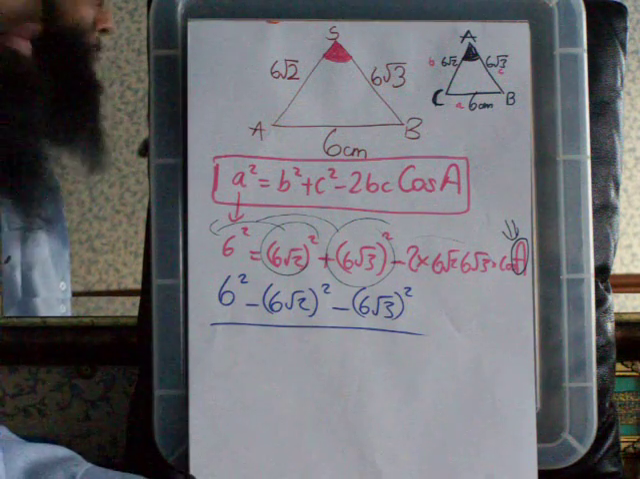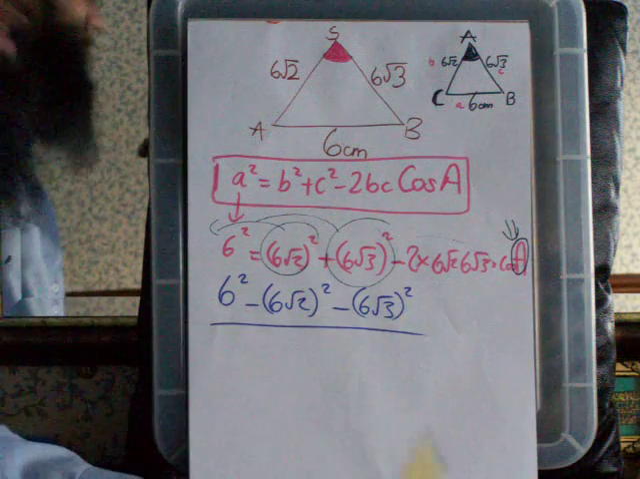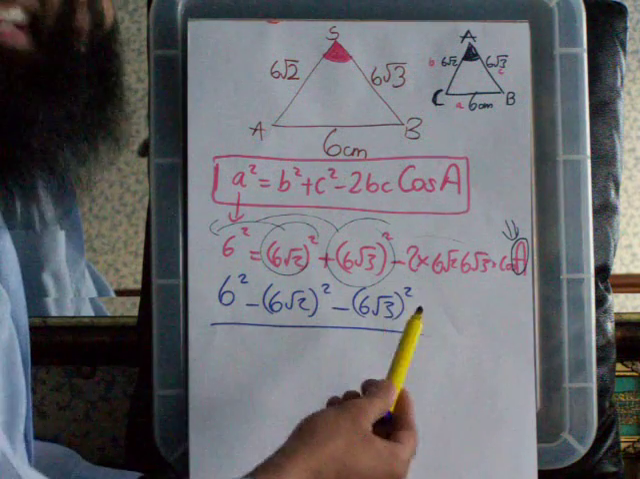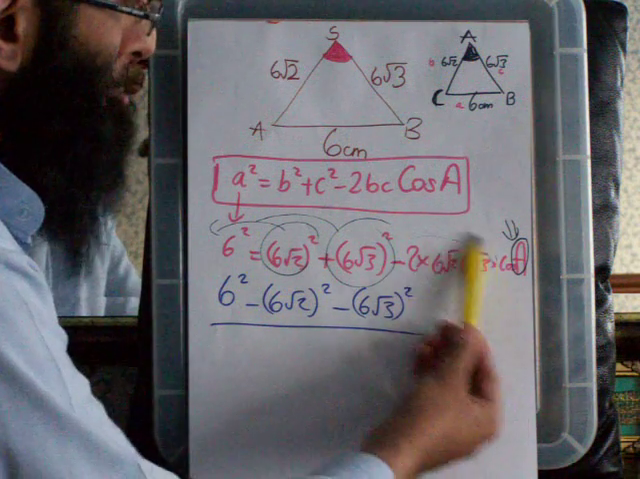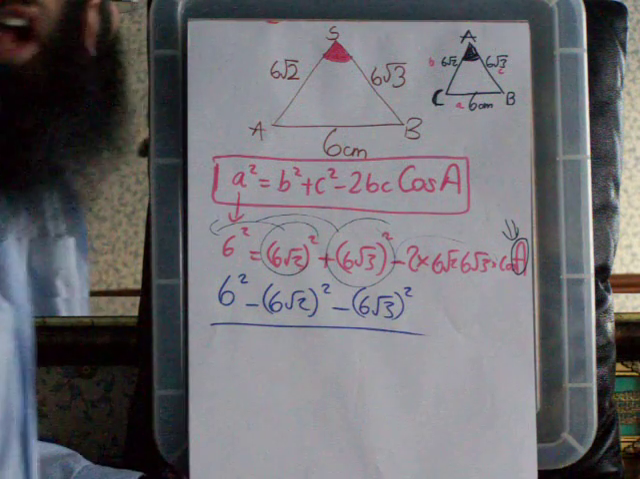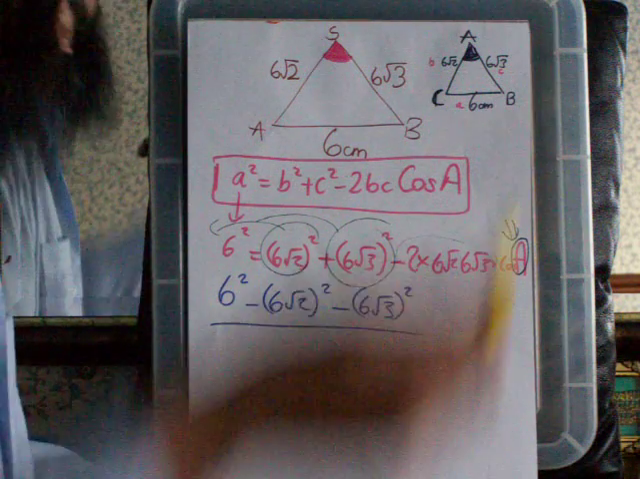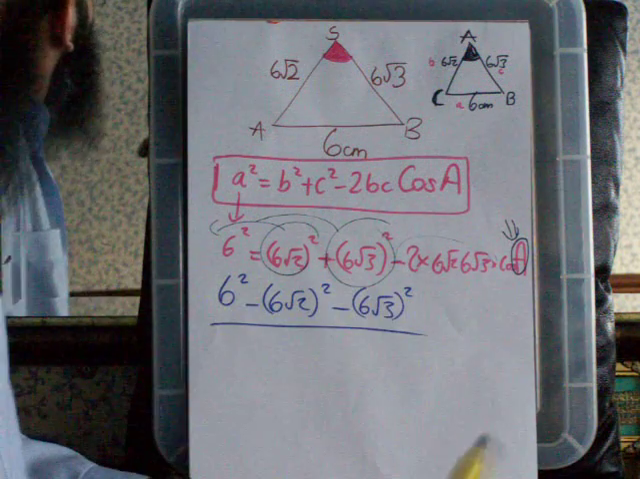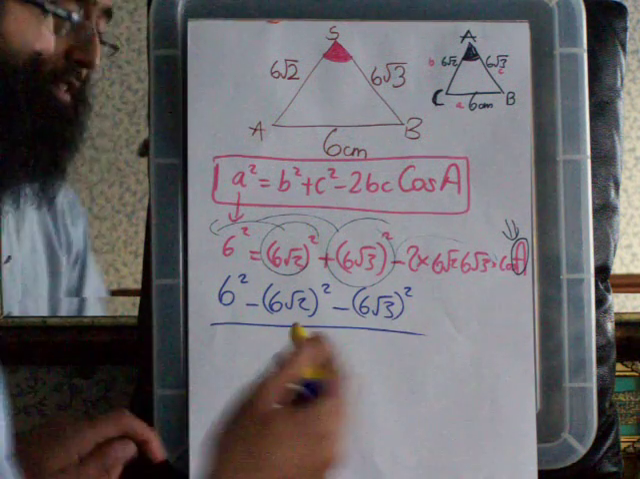You can't say the opposite of times is divide and the opposite of minus is plus. The minus is not the operation here; the operation is the multiplying. So cos A is multiplied by all of this negative number. The opposite of multiplying by a negative number is to divide by a negative number. So you don't reverse both, you reverse just the action itself. Make sure you keep that in consideration.